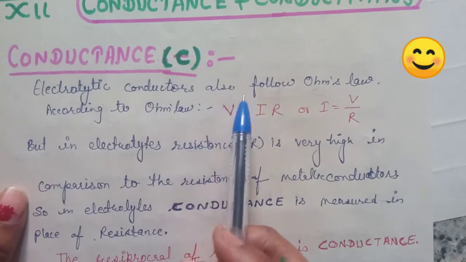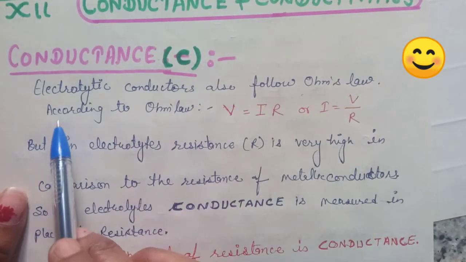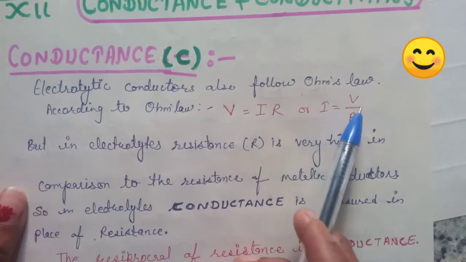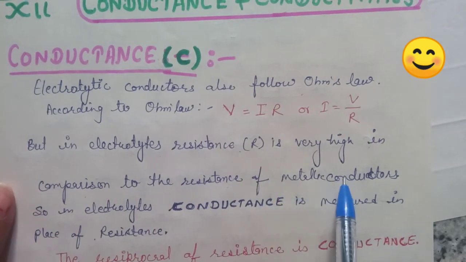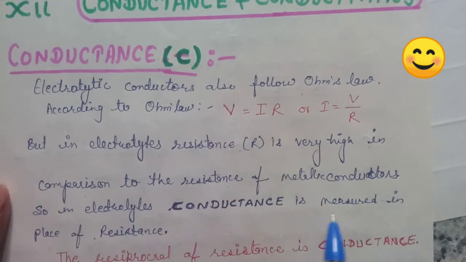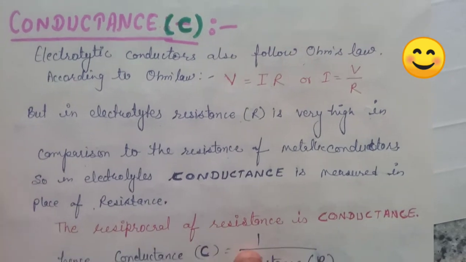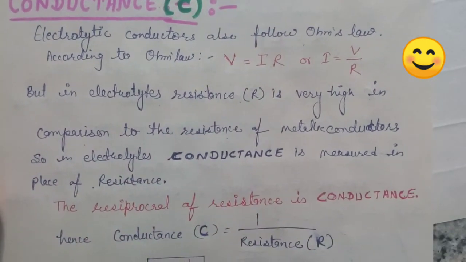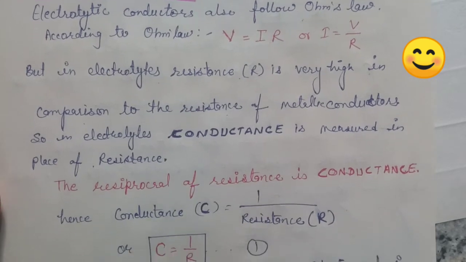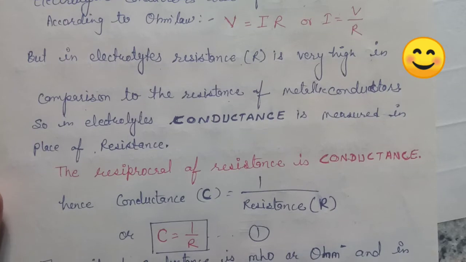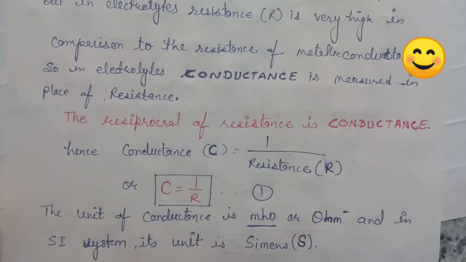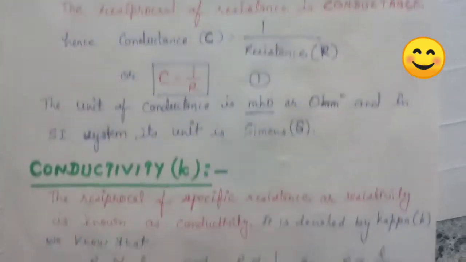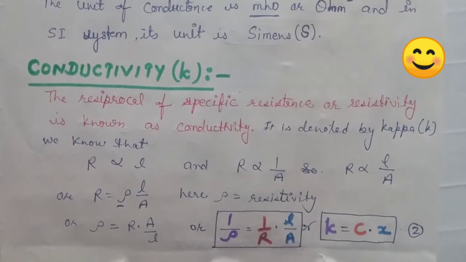Electrolytic conductors also follow Ohm's law, V equals I R, or I equals V upon R. But in electrolytes, resistance R is very high in comparison to metallic conductors, so conductance is measured in place of resistance. Hence conductance C is equal to 1 upon R, and its unit is mho, or ohm inverse, and in the SI system Siemens. Clear, students? Now we will discuss conductivity or specific conductance.